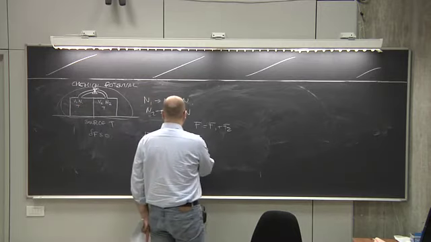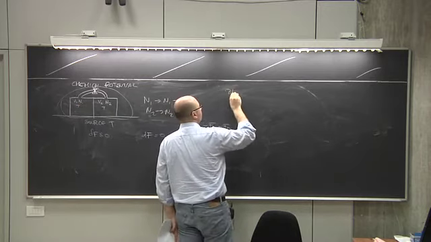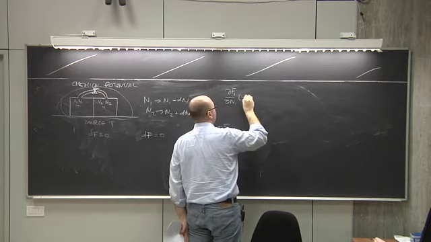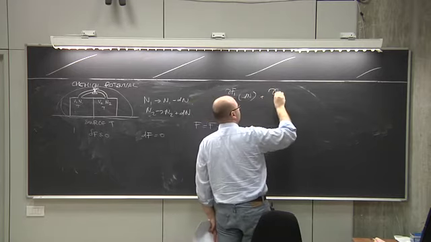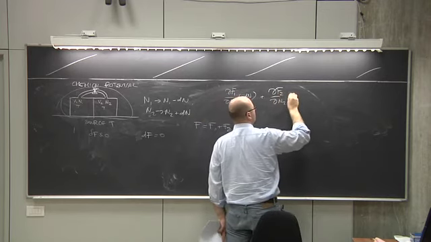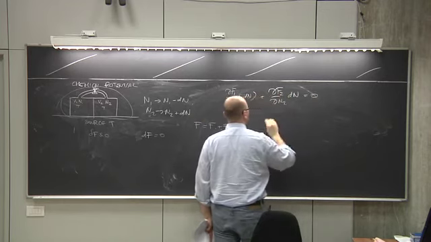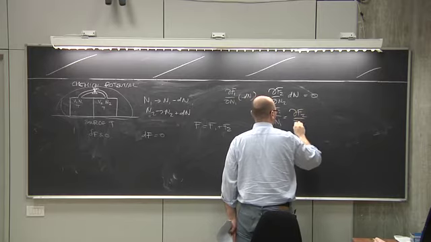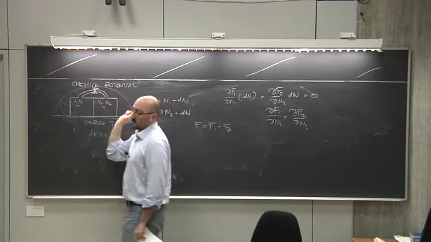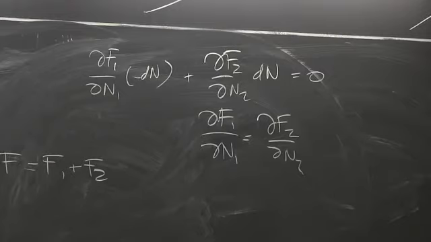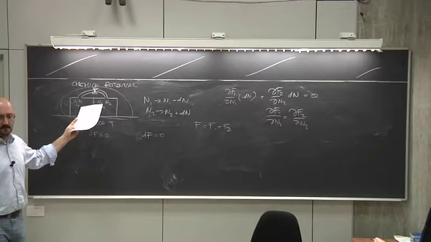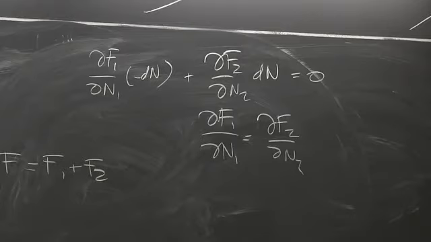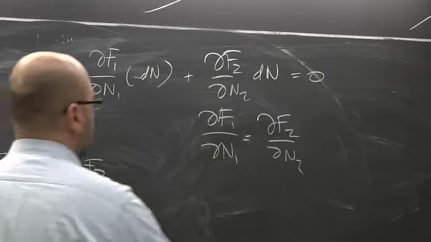So this delta F equal to 0 means that dF1 by dN1 times dN1, which is minus delta N, plus dF2 by dN2 times plus dN is equal to 0. And so we have equalities of the free energies' derivatives. So if I allow for particle exchange between the two subsystems, then they go to a situation in which the derivatives of the free energy with respect to the particle numbers are the same. These things are called chemical potential.